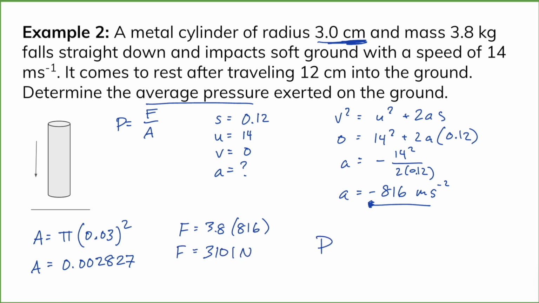So the pressure on the ground is going to be 3,101 newtons divided by 0.002827, which gives me a pressure of 1.1 times 10 to the 6 pascals. So it's a rather large pressure being exerted by this object.